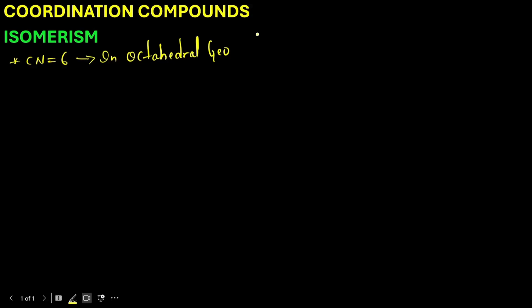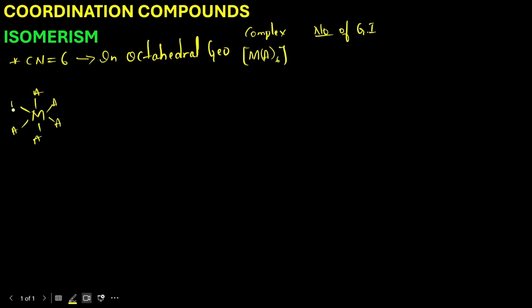Here we will write the complexes, and here we will write the number of geometrical isomers possible. First we will consider the complex of Ma6 type. If you write the structure of Ma6, consider we have a central metal atom M to which 6 identical ligands are attached.